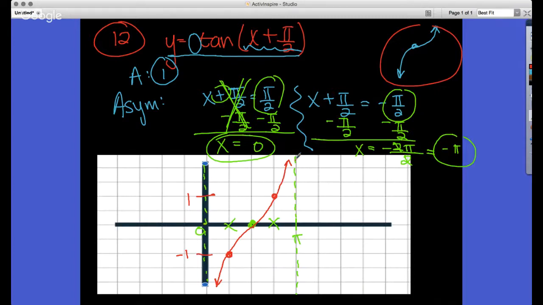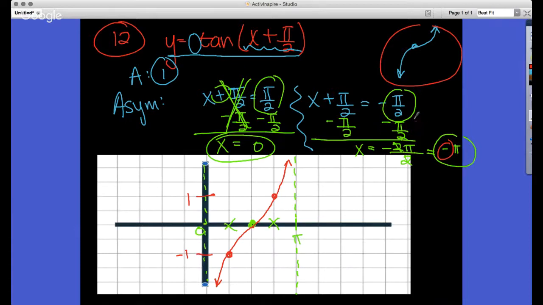I did get a question real quick. Why is it at pi when it's negative pi? Oh, that's a great question. Maybe that's because I messed up. That is my fault. If you look right here, this should have been negative pi. Thank you so very much.